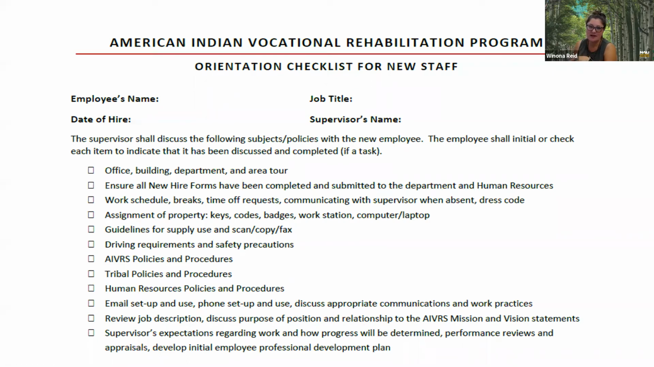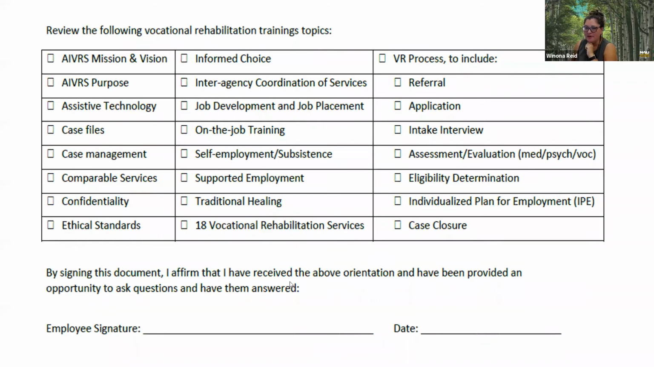That's how I see the top part of this, as more of the orientation, where it's the policies and procedures, the new hire packet, the benefits, and all that kind of stuff. The second part of this, I feel, is more of the onboarding, because all of this is going to take time. These are the training topics that the new employee needs to know in order to do their job.